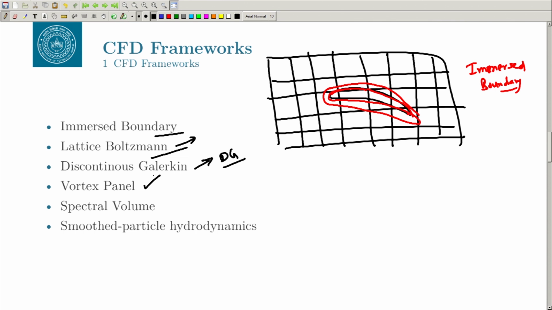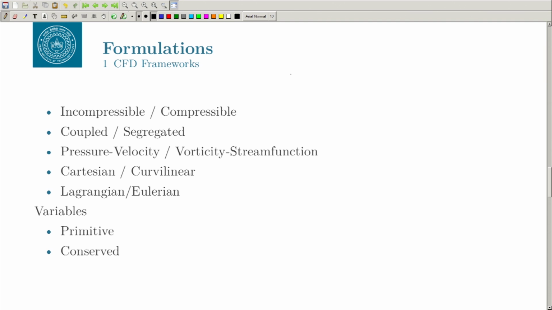You assume that everything is due to the vortex distribution, find the circulation, and get the value of the aerodynamic quantity that you want. Spectral volume and SPH I already spoke about. These are the emerging methods to solve fluid flow problems. Now, those were basically the approaches, but you can have different formulations also.